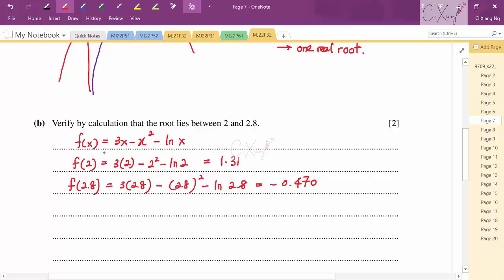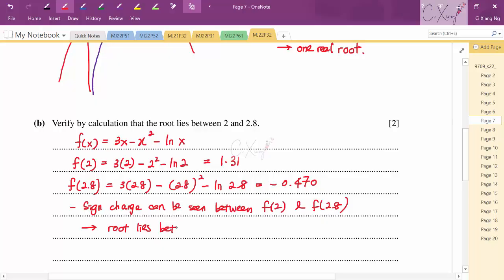No matter how you move the equation, as long as you substitute the value, you should get one positive value and one negative value. If you change it to the other side, you should have a negative value here and a positive value here. It depends on how you move the terms to get a function. But no matter how, your final answer should be one positive value and one negative value. Once you get one positive and one negative value, you can make a simple conclusion and write: sign change can be seen between f(2) and f(2.8), and therefore the root lies between 2 and 2.8. Okay, so this is how we verify that the root lies between 2 and 2.8.